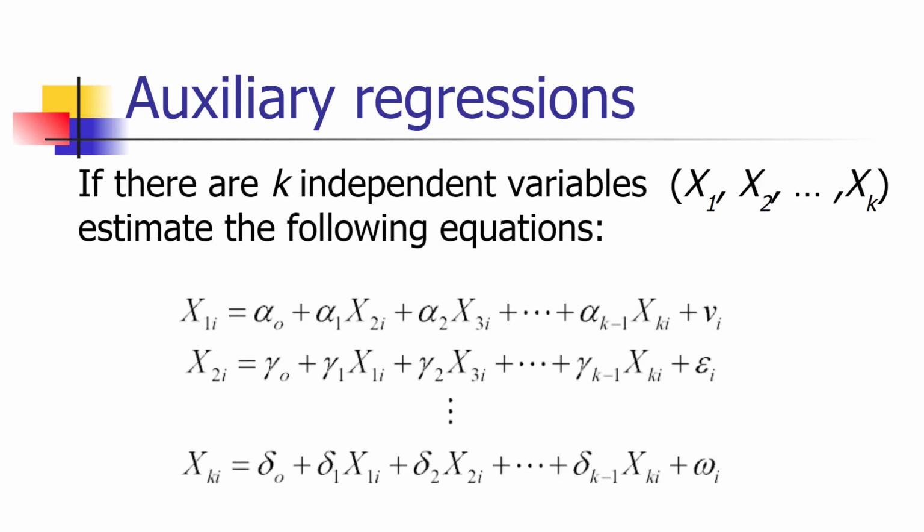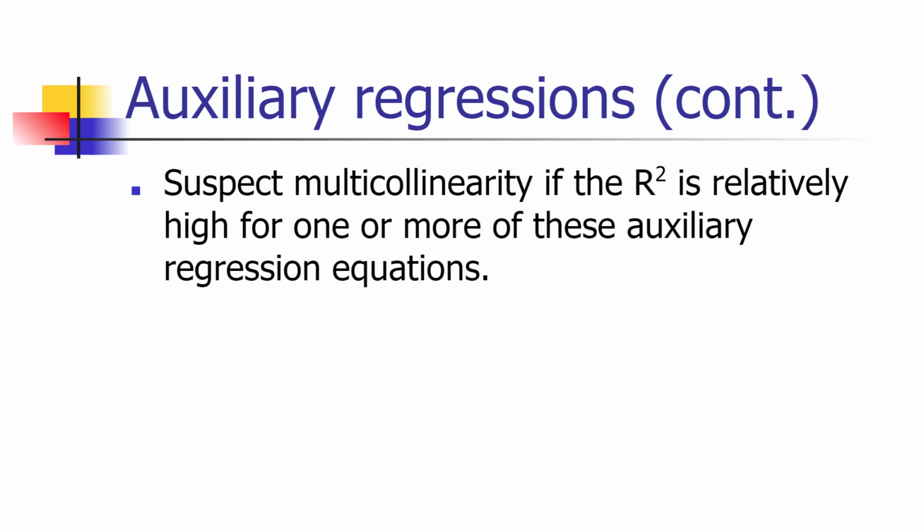And the format they take is that if you have k independent variables, you run k regressions, where each of the independent variables is regressed on the other k-1 independent variables. And this serves as a direct test for the degree of linear relationships among your independent variables. A simple rule of thumb is that you should suspect multicollinearity if the r-squared is larger for some of these auxiliary regressions than the r-squared in the underlying equation that you're estimating. In general, a high value of r-squared for one or more of these equations is telling you that there's a high degree of linear association among your independent variables.